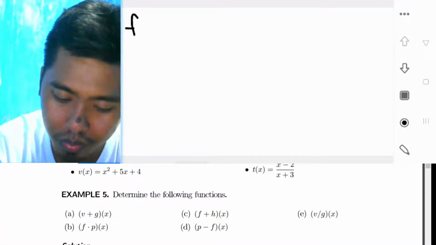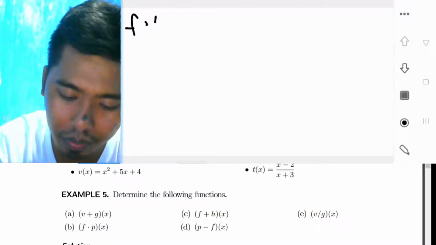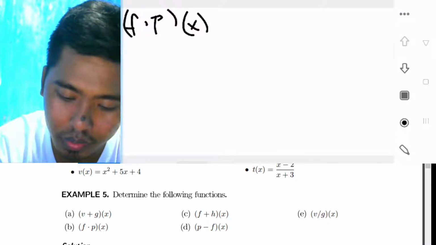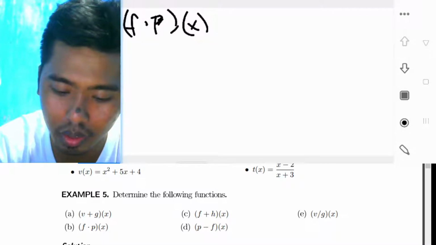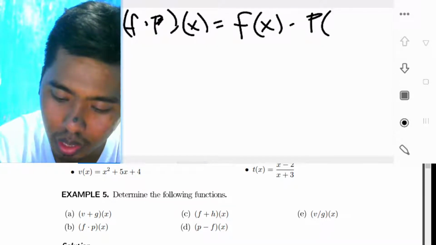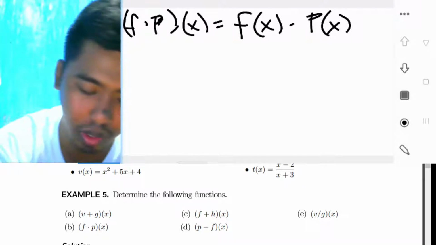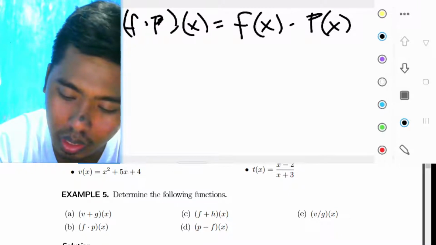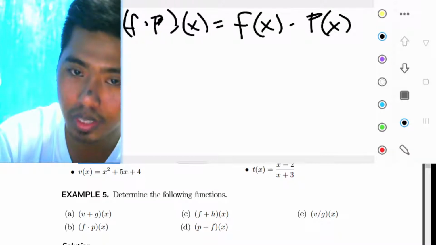So f times p of x. Okay. Now this would become f of x times p of x. I hope everyone understands. I wrote it out so you won't get confused. So next, what we will do is find the values of f of x and p of x.